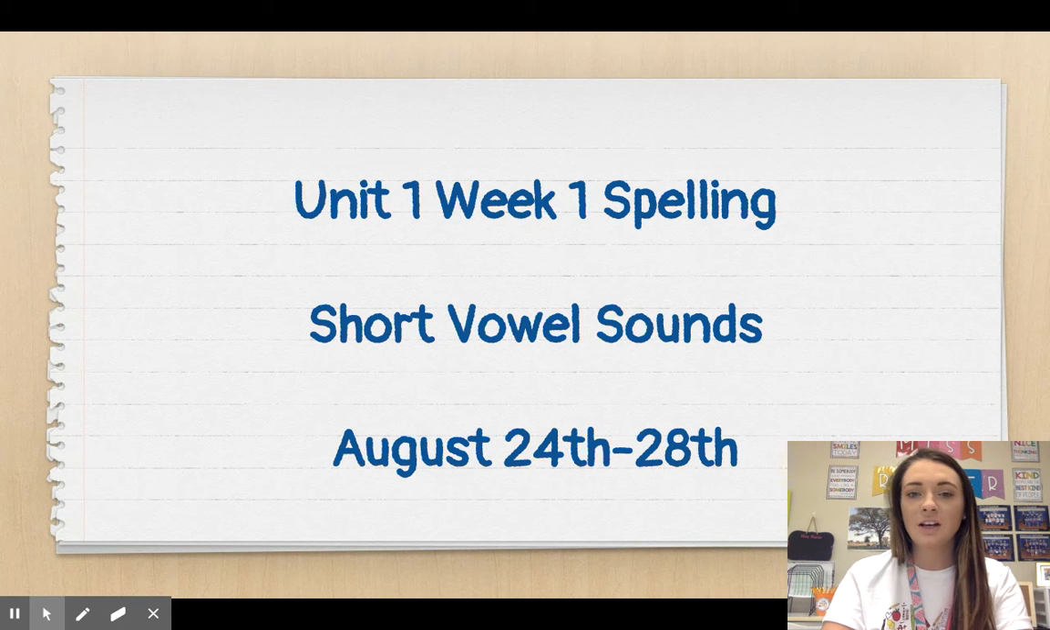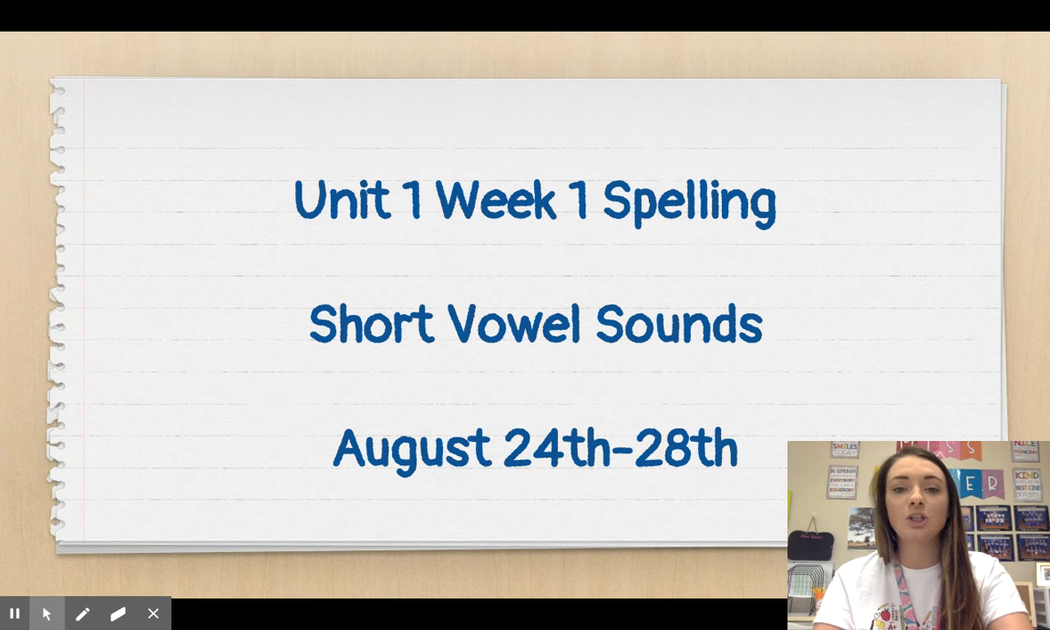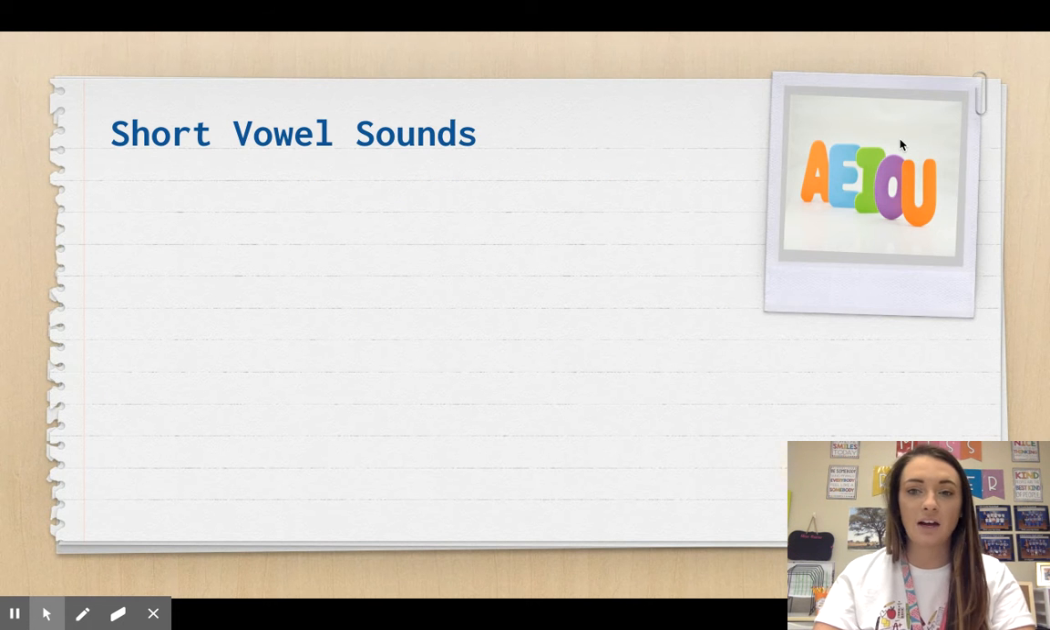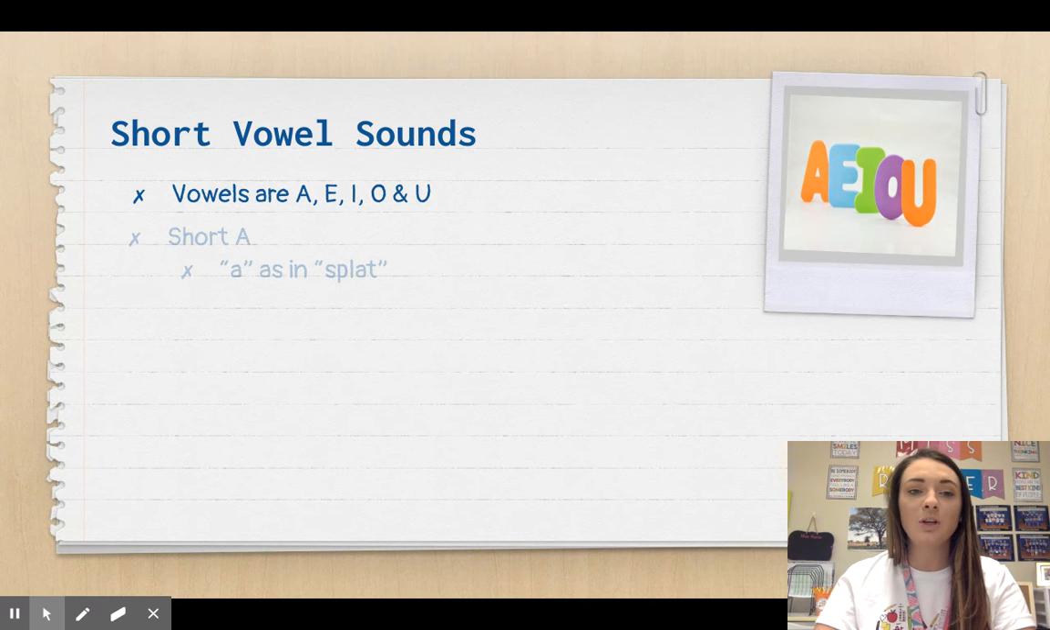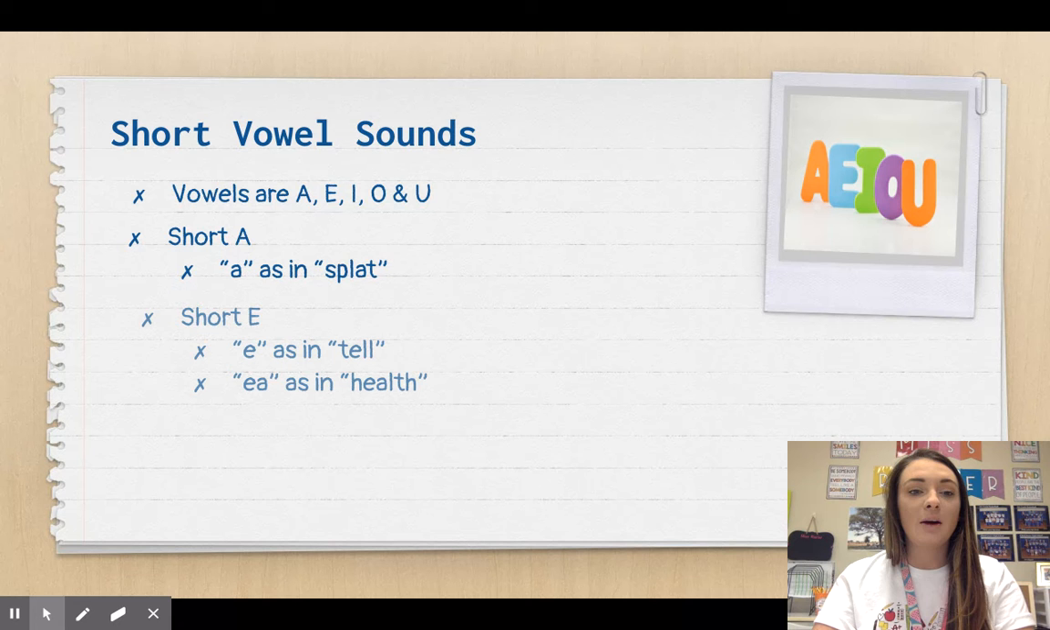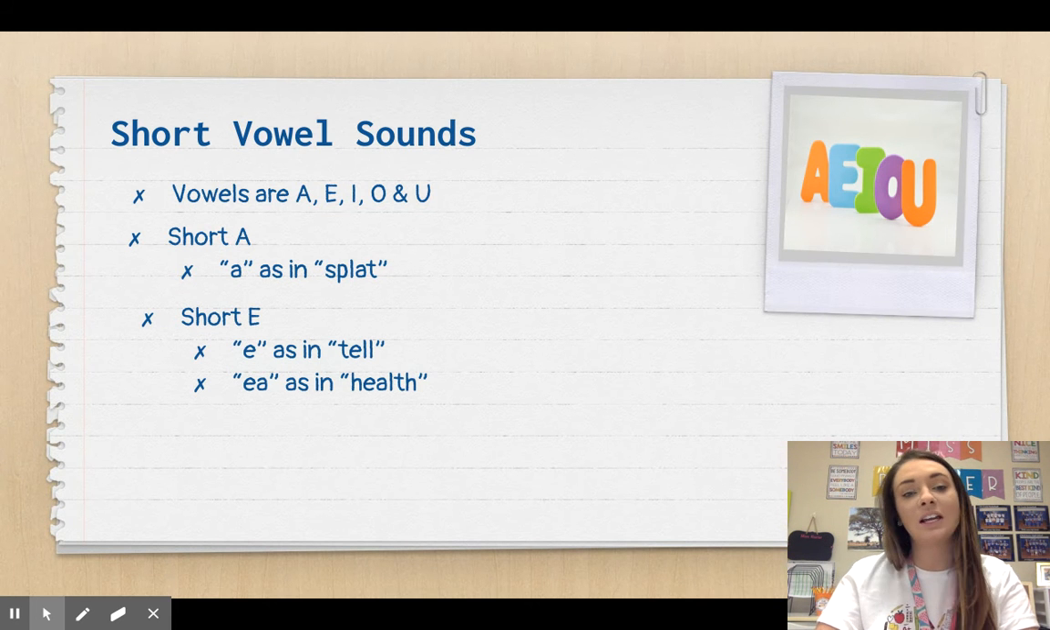So the first spelling list we have is going to be Unit 1, Week 1. They are short vowel sounds, and this is going to be from August 24th to August 28th. Short vowel sounds. Vowels are the letters A, E, I, O, or U. And when you make short vowel sounds, the short A is going to be the A, as in splat. Short E is going to be the sound like tell, or it can be spelled EA, like health.